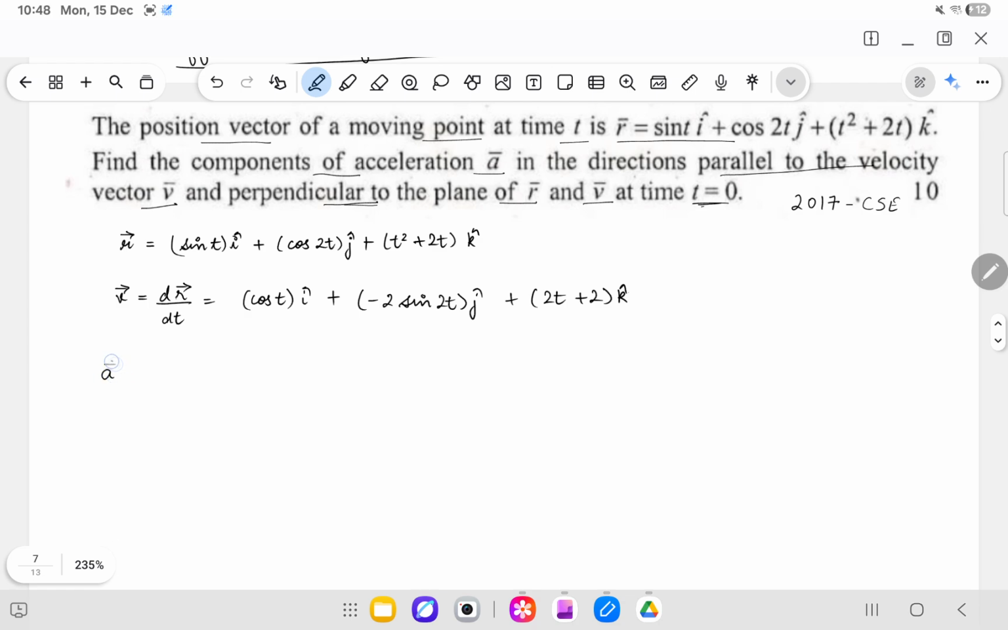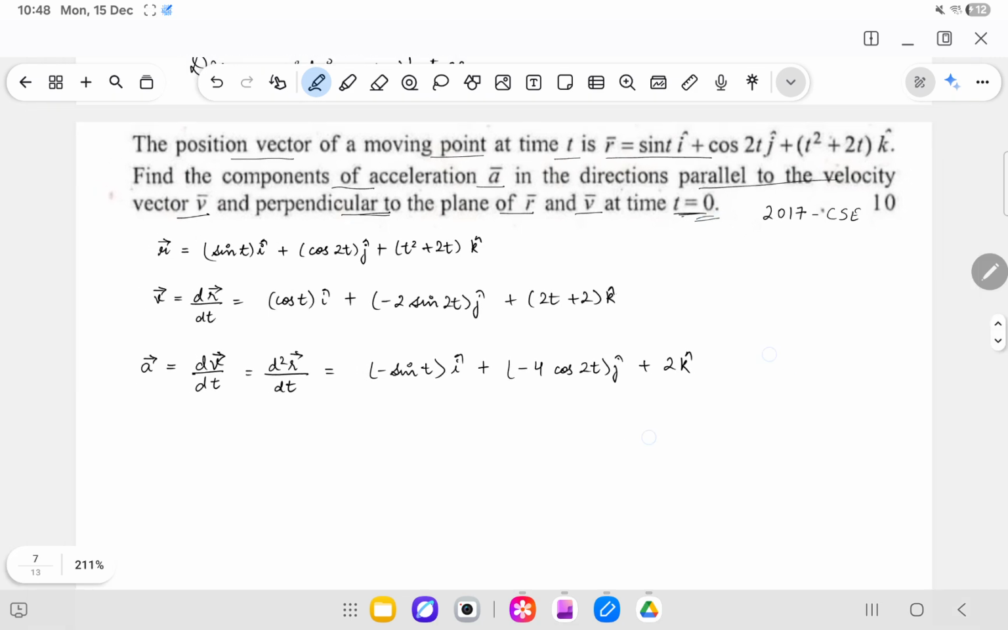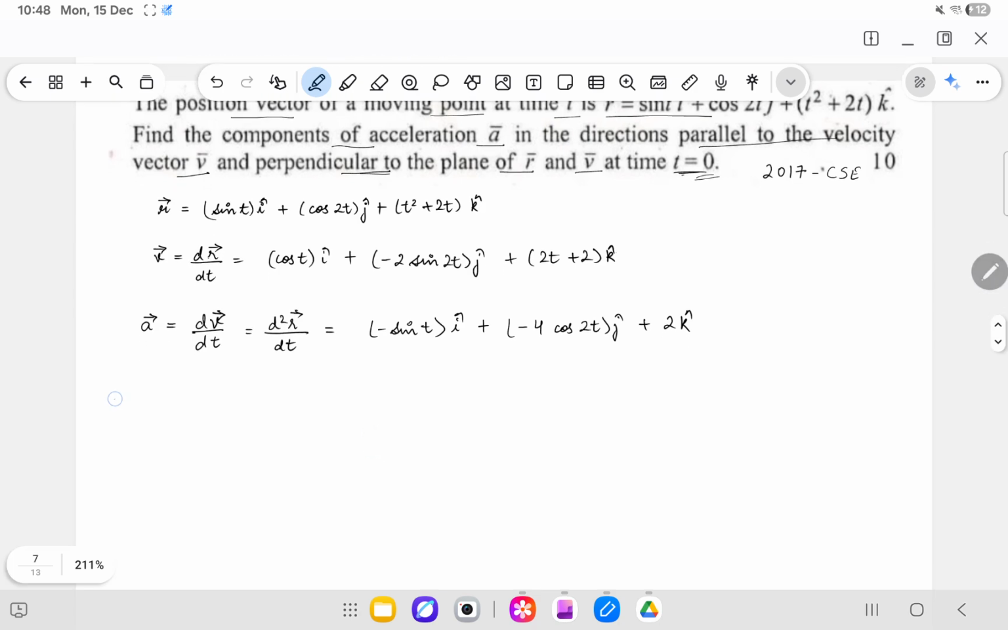Likewise, we can find the acceleration vector, which will be the derivative of the velocity vector with respect to time t, or the double derivative of the position vector with respect to time t, and it will be equal to minus sin t i cap plus minus 4 cos 2t j cap plus 2 k cap. Now since we are supposed to evaluate the acceleration at time t equals 0, we'll evaluate the position vector, velocity vector and acceleration vector at time t equals 0.